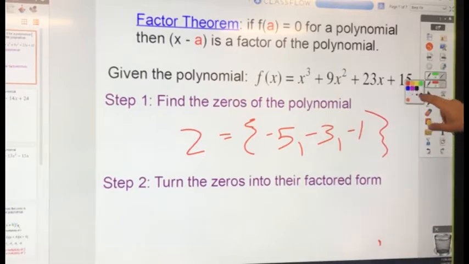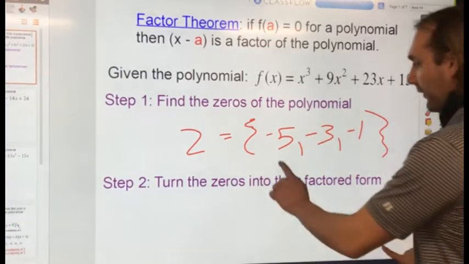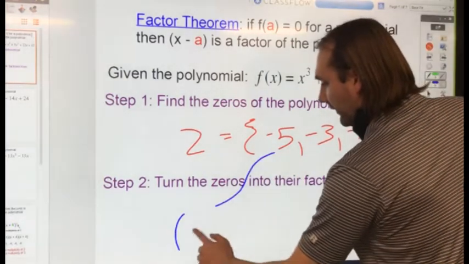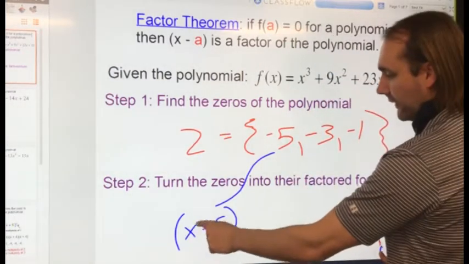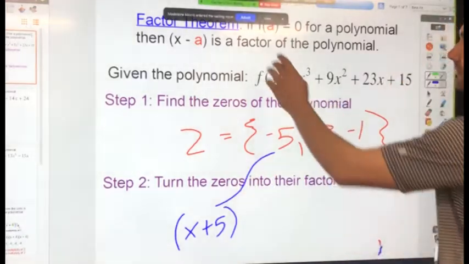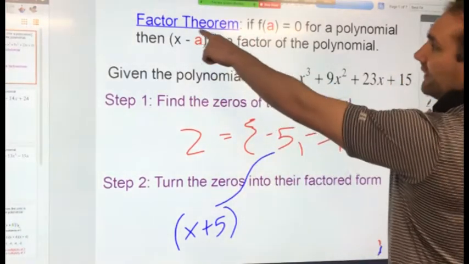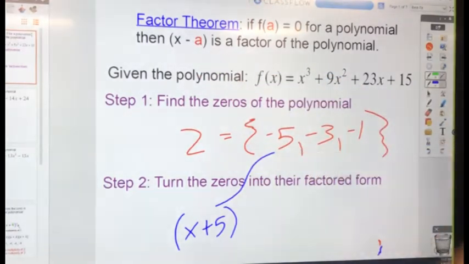That's step number 1. Step number 2 is now take each of these zeros and turn them into their factored form. And I'm going to show you how this works, and you're going to catch on pretty quickly. The factored form of -5 is x plus 5, because when I plug in this -5 here, that would make -5 plus 5, which is 0. So you're basically, like it says here, given the opposite sign of your zero.